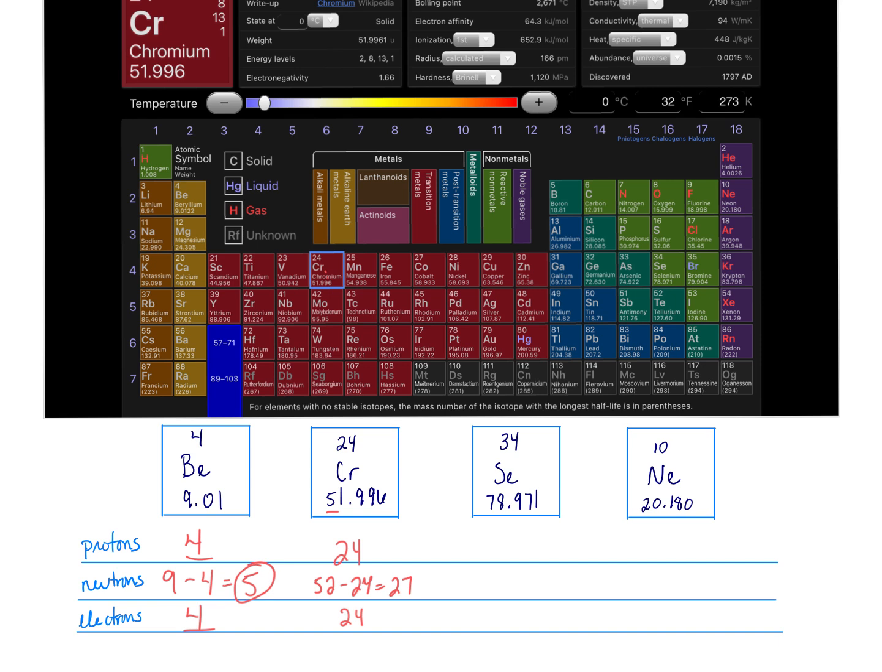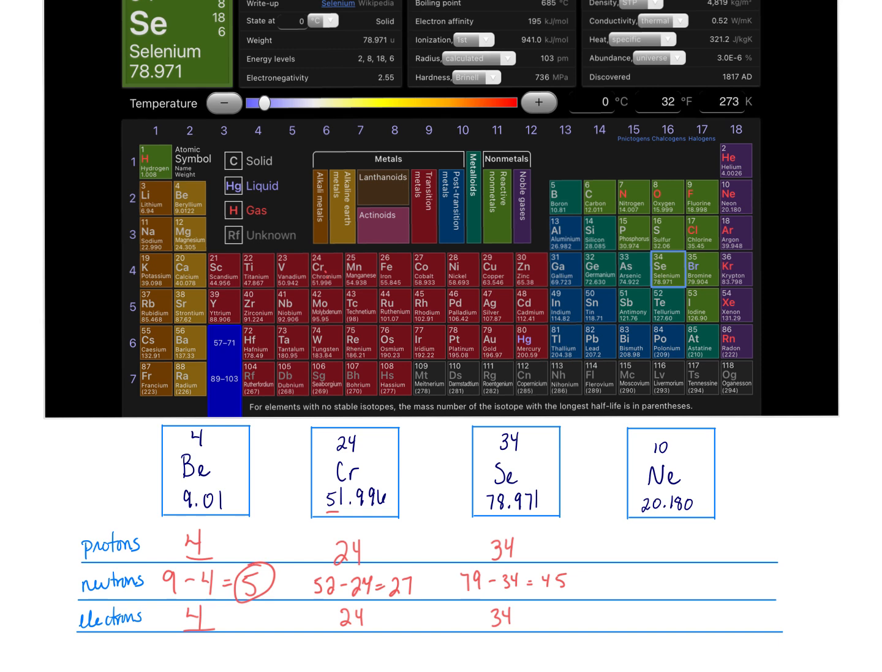Next we have selenium. So Se, I got to do a few more clicks on this than I'm used to. Sorry about that. So Se has an atomic number of 34. So that's how many protons it will have. That's how many electrons it will have. And for neutrons, okay, we need to take that 78.9, round that up to 79, subtract out 34. Let's see, that gives me 45. So I have 45 neutrons there.